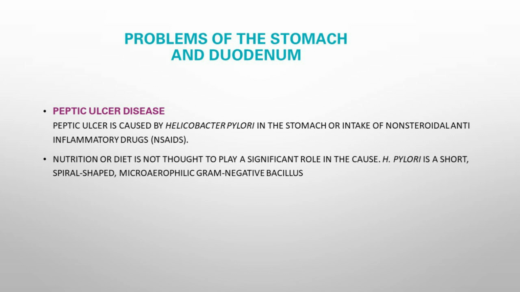Helicobacter pylori is a short, spiral-shaped, microaerophilic, gram-negative bacillus that attaches itself to the gastric mucosa. It is able to survive the acidic environment of the stomach by secreting enzymes to neutralize the acid. This allows pylori to find its way to the protective mucosal lining of the stomach, and its spiral shape facilitates the boring through the lining.